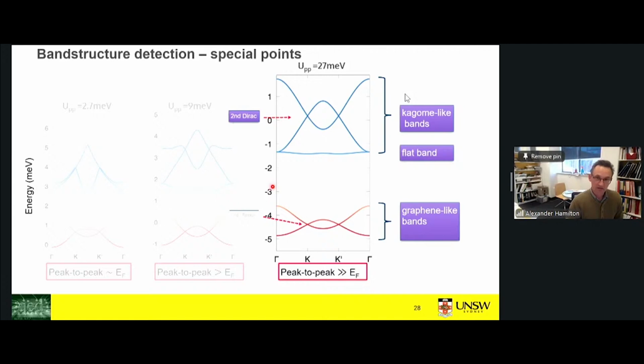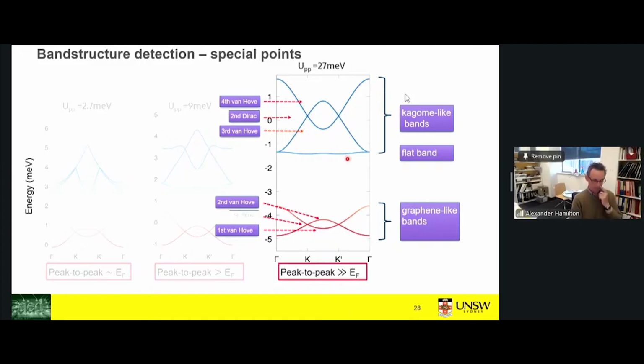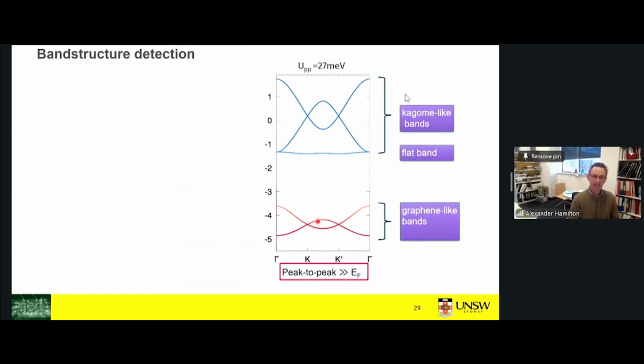There are the first and second Dirac points, and then of course there are also Van Hove singularities, which we'll describe in a moment here and here. So that's the band structure we expect to see. What effect should that have?